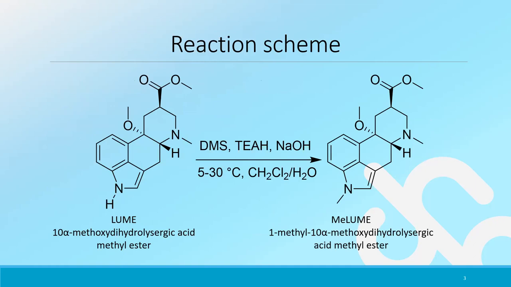Here is the reaction scheme. I started with the 10-alpha-methoxy-dihydrolysergic acid methyl ester. Sorry, I call it LUME because it's shorter. The alkylation agent is dimethyl sulfate, and the phase transfer catalyst is tetraethylammonium hydroxide. As I said, the reaction proceeds in immiscible phases. One water phase is sodium hydroxide, and the organic phase is dichloromethane. And the product is 1-methyl-10-alpha-methoxy-dihydrolysergic acid methyl ester, short name LUME.